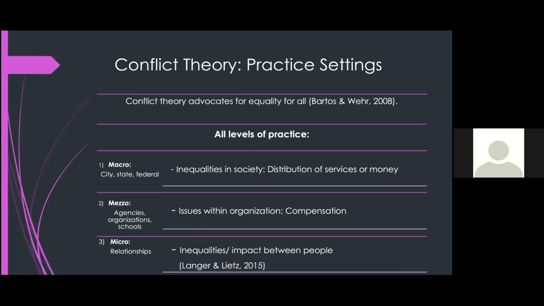Conflict theory can be used at all levels of practice. Social workers are able to advocate and lobby for inequalities in society, such as distribution of services or pay. One example can be advocating for lower income and wealthy communities to have the same services provided by the city. Another example can be to advocate for equal distribution of economical support for poor communities as well as the rich ones. Conflict theory advocates for equality for all.